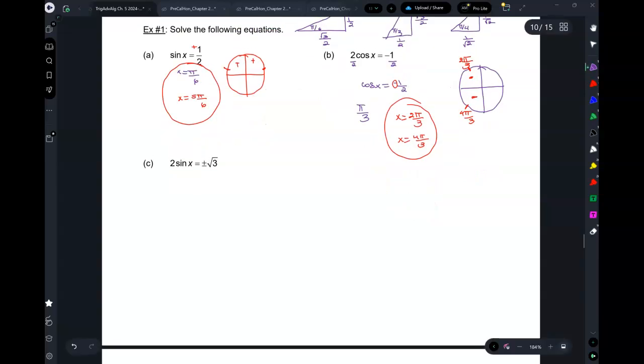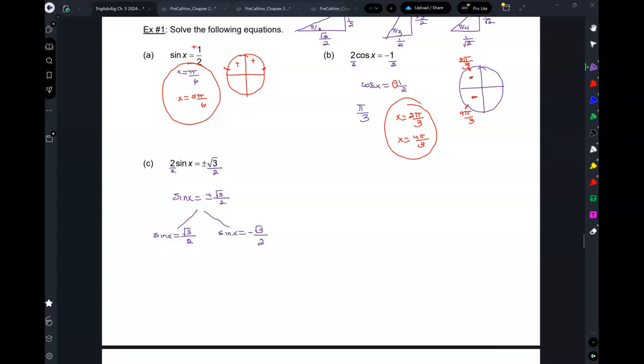Now I have 2 sine of x is plus or minus root 3. First, I divide by 2. So sine of x is plus or minus root 3 over 2. When I have plus or minus, I have two equations. Sine of x is root 3 over 2. Sine of x is negative root 3 over 2.